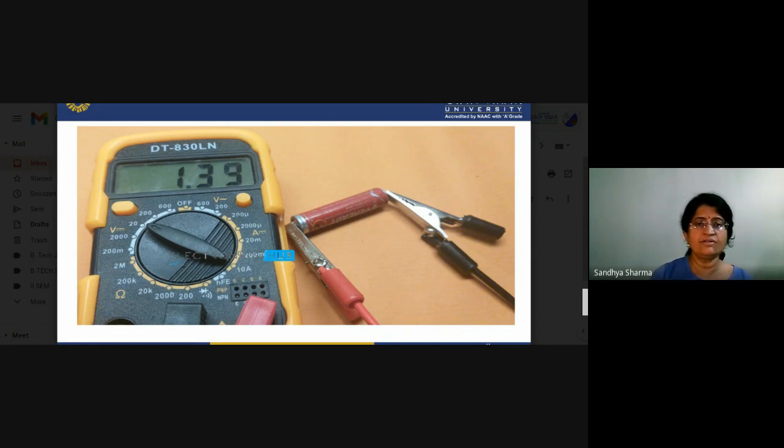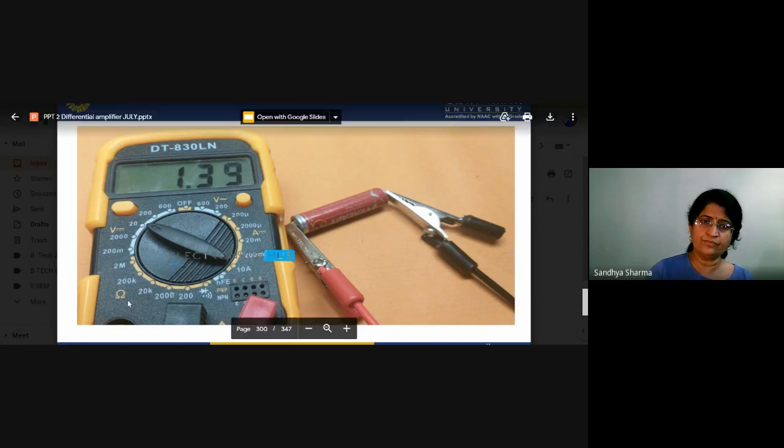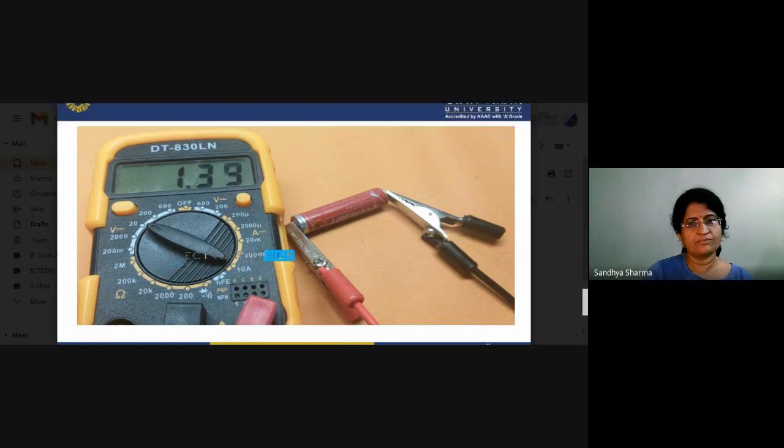First of all, you have to set your knob to DC. So this is the DC range. First of all, you have to select what type of signal you want to measure, DC signal or AC signal, and according to that, you will measure that value. So first set the knob to that particular range, then you start measuring the value of your DC voltage.